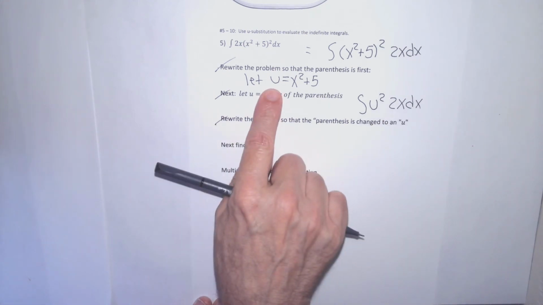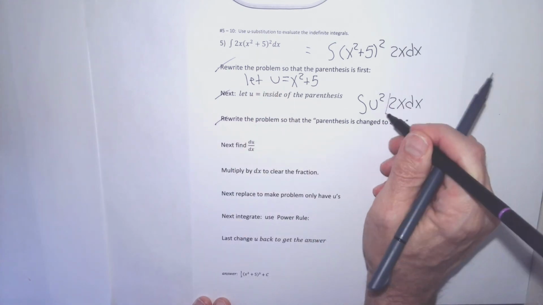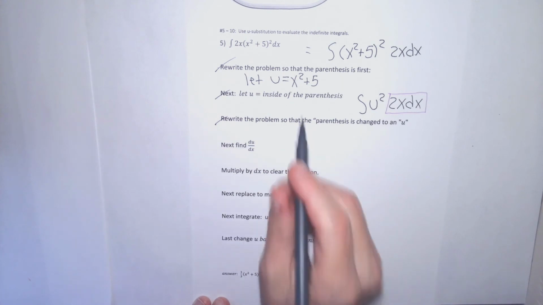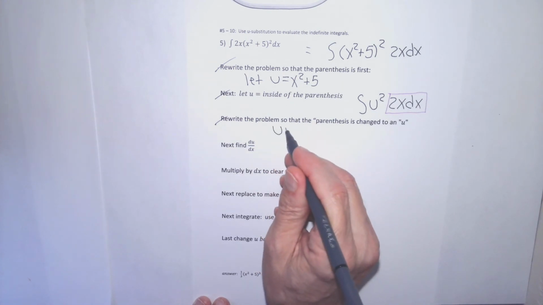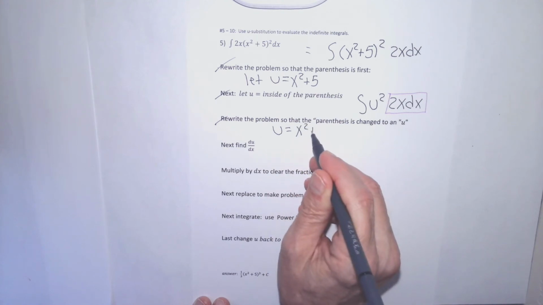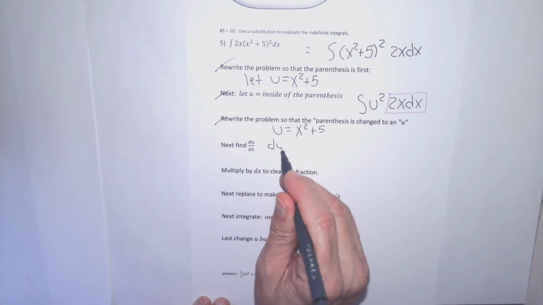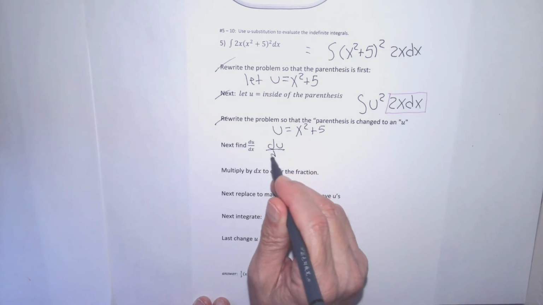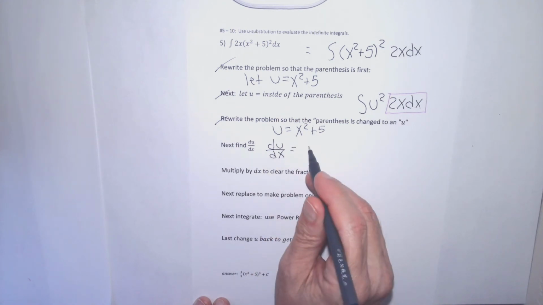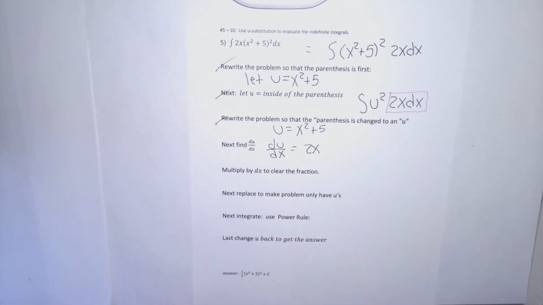Now I'm going to find this derivative and use it to replace this. In fact, it'll either come out exactly, or I'm going to have to multiply by a fraction or multiply by an integer. So I'm going to take the derivative of u with respect to x, and on the left-hand side I've always written du dx. On the right-hand side, x squared has a derivative of 2x, 5 has a derivative of 0.